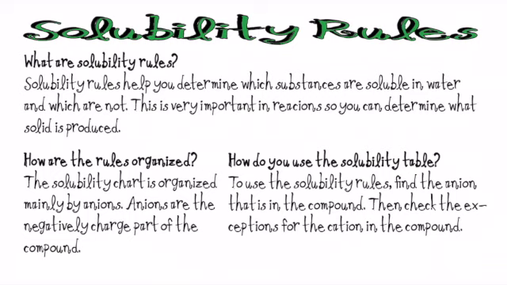Solubility rules. What are solubility rules? Solubility rules help you determine which substances are soluble in water and which ones are not. This is very important in reactions so you can determine what solid is produced. How are the rules organized? The solubility chart is organized mainly by anions. Anions are the negatively charged part of the compound. How do you use the solubility table? To use the solubility rules, find the anion that is in the compound, then check the exceptions for the cation in the compound.